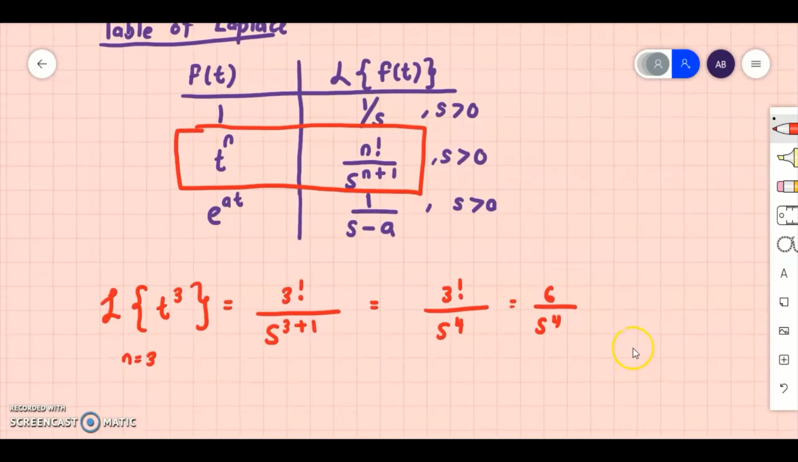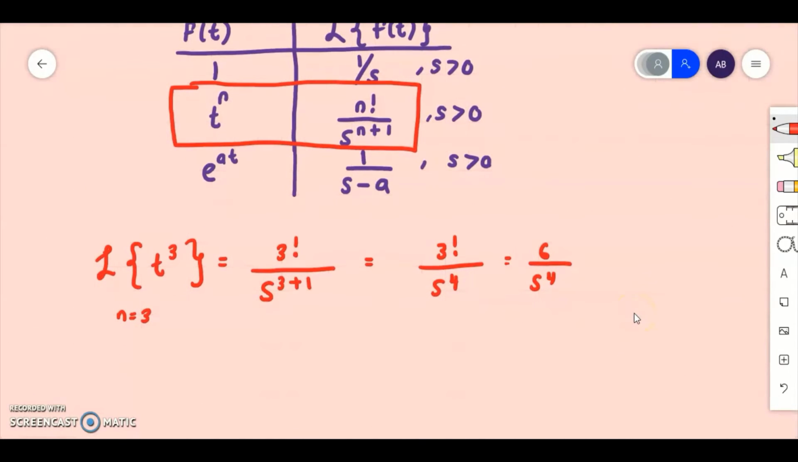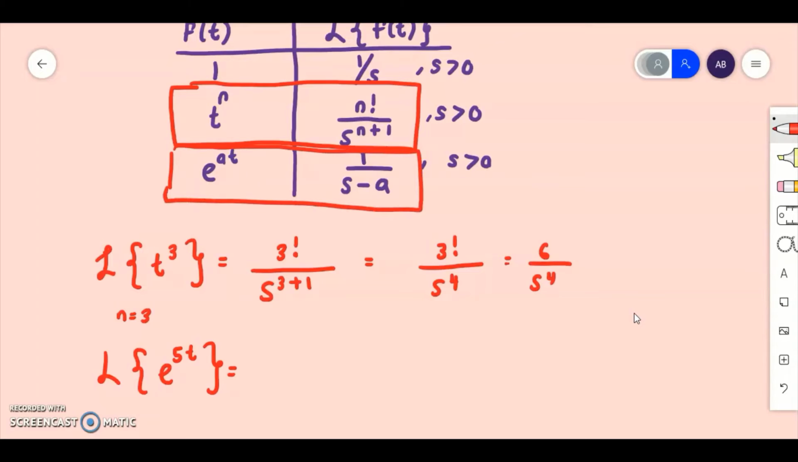Okay, and then it also means that the Laplace of exponent 5t, you can use this one here where it's given as 1 over, my a is 5, s minus 5. It's much simpler than solving the integral. So you can use the Laplace table. You can modify it according to what the constant is here.